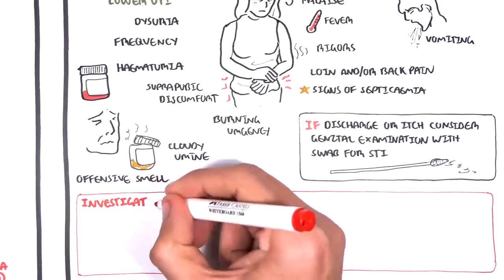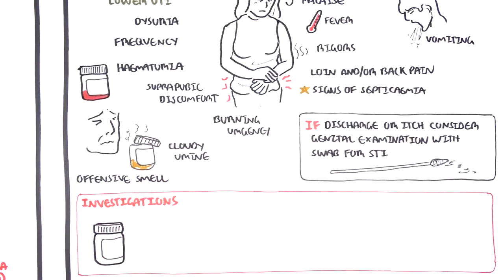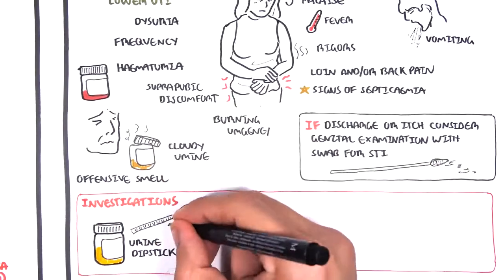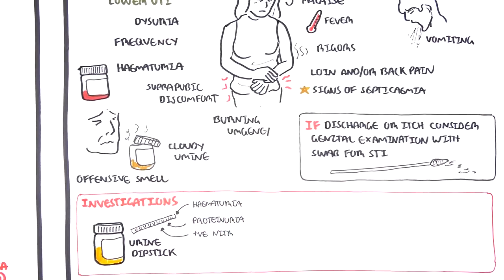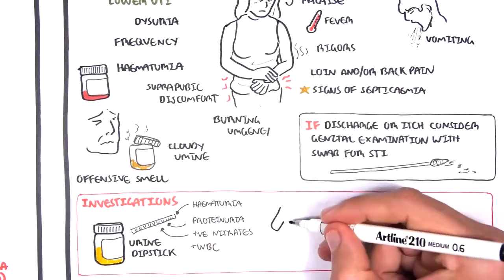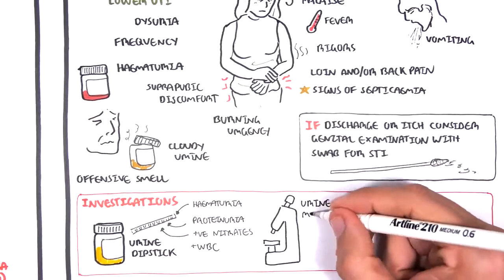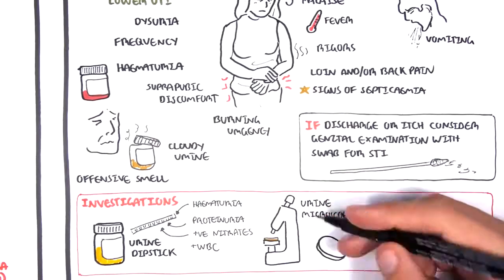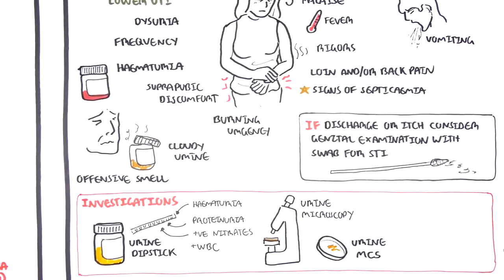Other investigations that are performed, importantly a urine dipstick, which will show hematuria, proteinuria, positive nitrates, and the presence of leukocytes. Urine microscopy can be performed, as well as a urine microscopy culture sensitivity. Bloods include full blood count to check for infections, CRP, beta-HCG serum to check for ectopic as a differential diagnosis, especially in a young female adult.